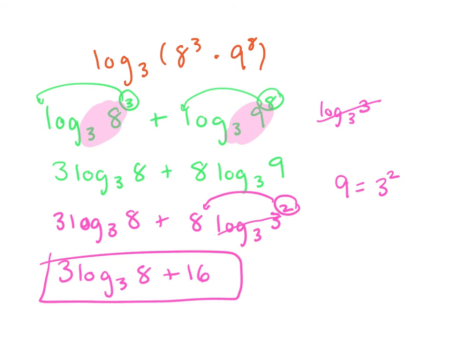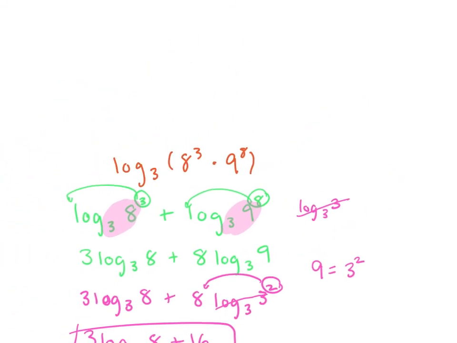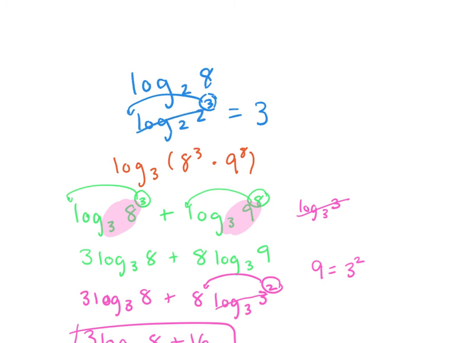So if you had log base 2 of 8, can we simplify this? What would 8 become? 2 to the power of 3. So then what would this equal? Just 3 in the front, because we would just move the 3 to the front. Log base 2 of 2 cancels. So this would just simplify to 3.